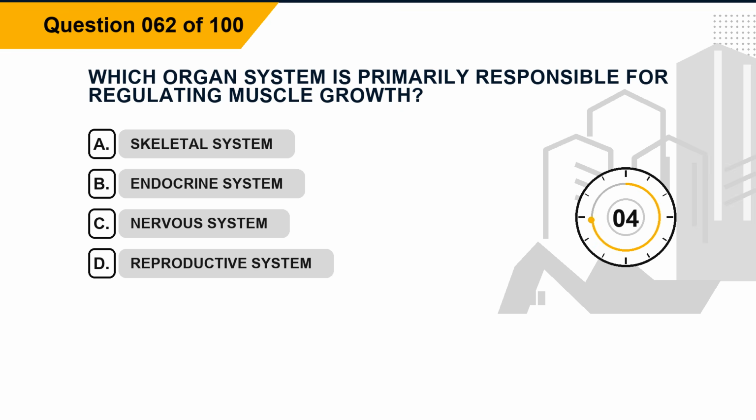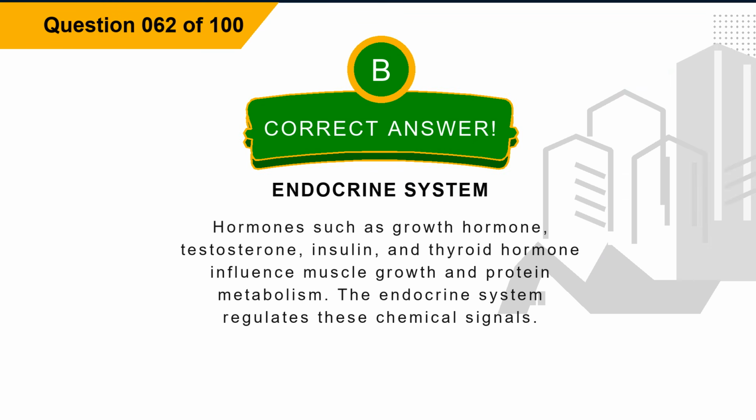Option C, nervous system. Option D, reproductive system. The correct answer is option B, endocrine system. Explanation. Hormones such as growth hormone, testosterone, insulin, and thyroid hormone influence muscle growth and protein metabolism. The endocrine system regulates these chemical signals.